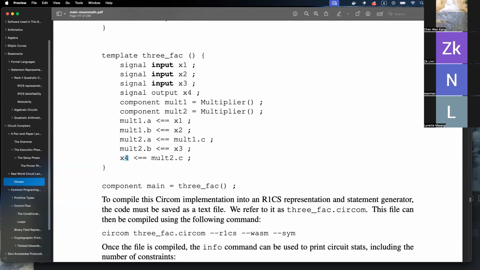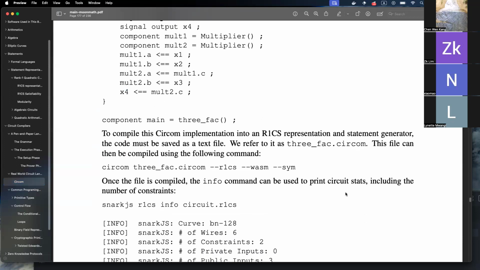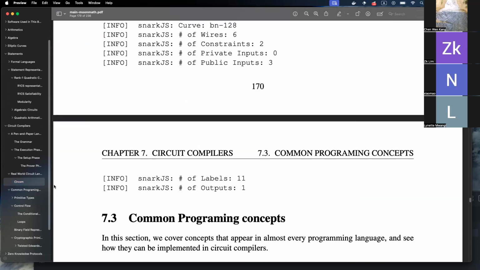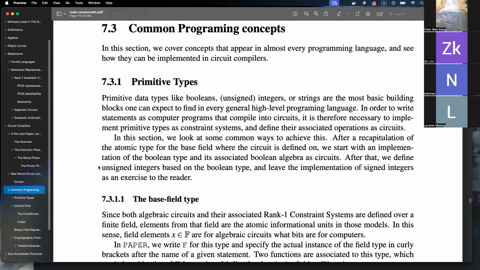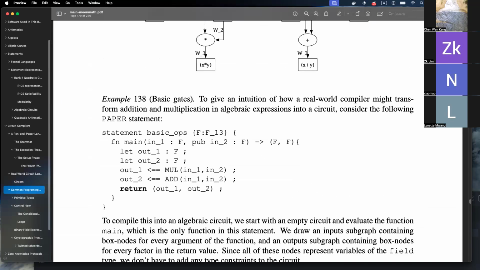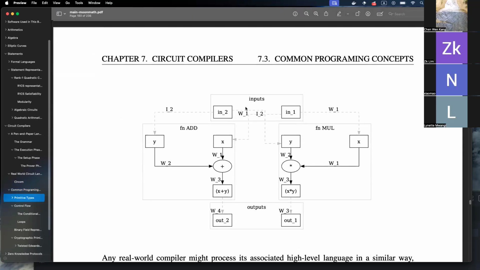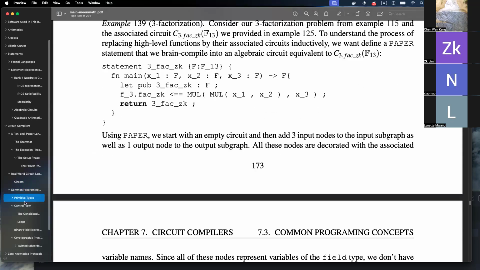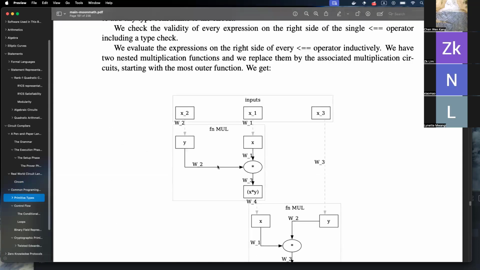Okay. Anyways, any more questions? Do ask. Okay, so yeah, that's what Circom is. So please do ask any question. Yeah, 7.3. Any questions on 7.3? 7.3 actually just talks about some general programming information, primitive types, control flow.